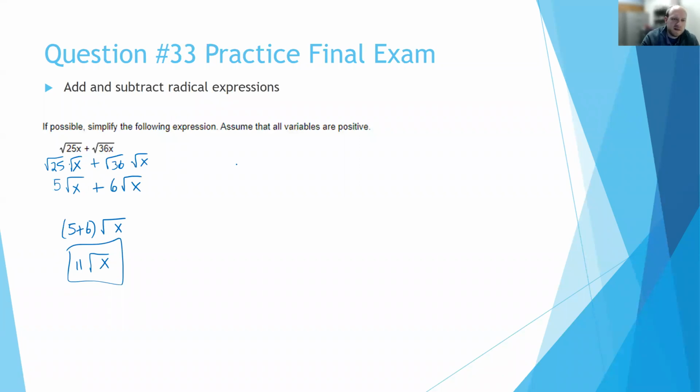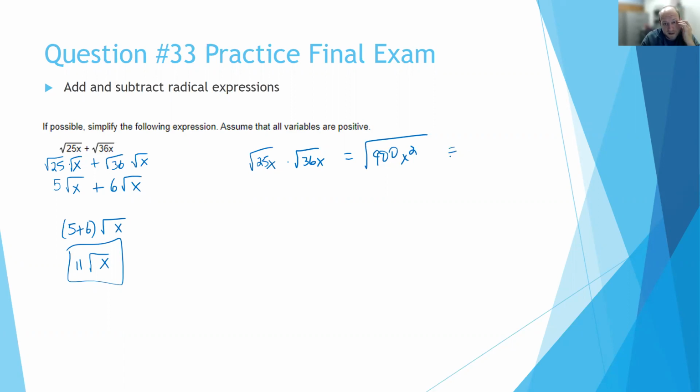Now it would be completely different if this was multiplication. Then I could just multiply those. So if I had the square root of 25x times the square root of 36x, you could still break it down first if you want, but you could also just multiply these. You could just take 25 times 36, that's 900, and then x times x is x squared. So you'd have the square root of 900x squared.